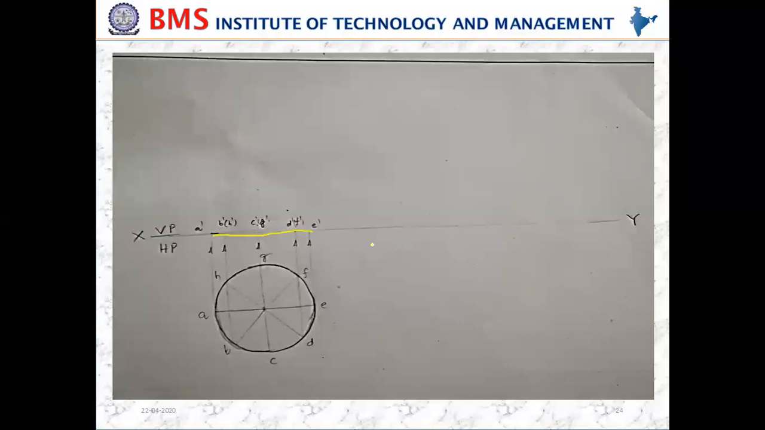So once you join from A dash to E dash, then we will get the front view. So this is the front view and this is the top view. Now in the second position, what are we going to draw?